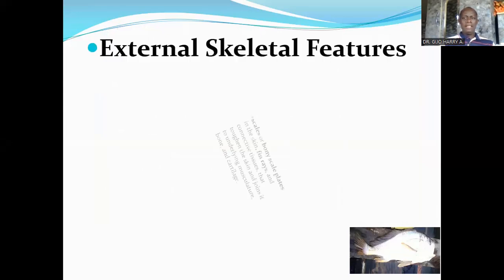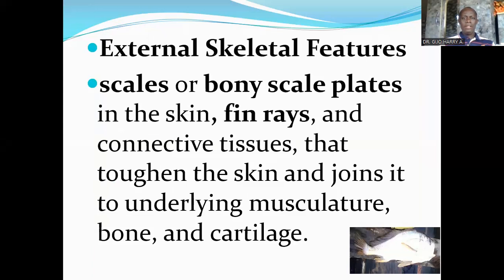Now I want to look at the external skeletons of the Pisces. Scales and bony scale plates in the skin, fin rays, and connective tissues that toughen the skin and join it to underlying musculature, bone, and cartilages make up the external skeletal system of the Pisces. So the external skeletal system consists of scales or bony scale plates on the surface of the skin of the fish, and fin rays.